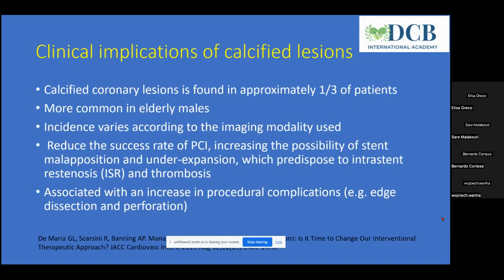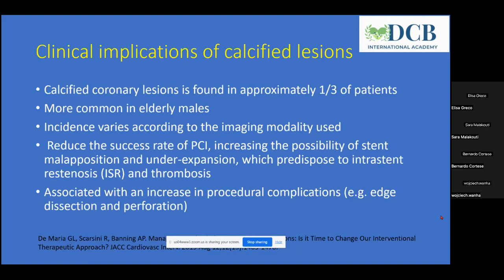Coming to the clinical implications, why are we bothered about calcium? As we all know, calcium is seen in coronary angiogram in approximately 1/3 of patients. But if we use a different modality like IVUS or OCT, the numbers go up. The risk factors of coronary calcium are elderly males, hypertension patients, CKD patients. Calcific lesions are associated with reduced success rate of PCI, and it also increases the stent malapposition and under expansion, which in turn leads to ISR or stent thrombosis.